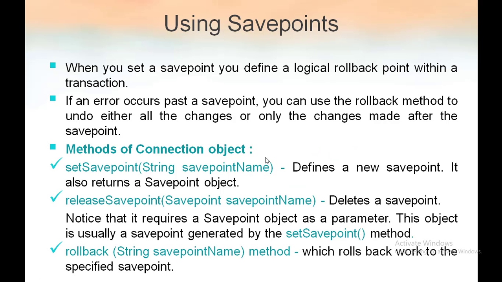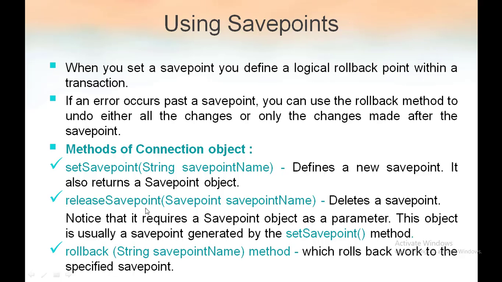Next is save points. You can define a logical save point using Savepoint. You can set a save point and define a logical rollback point within a transaction. If any error occurs after a save point, then you can use the rollback method to undo all the changes. Methods of the Connection object: setSavepoint. Here in this method we are passing a string. This method is used to create a new save point and it also returns a Savepoint object.